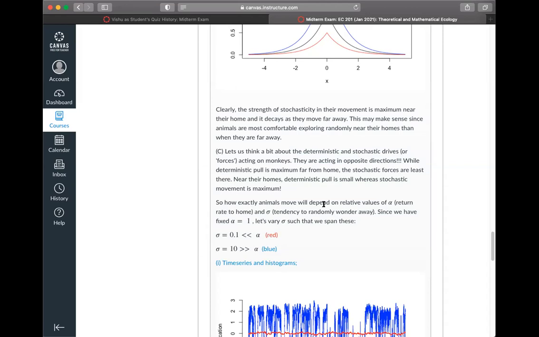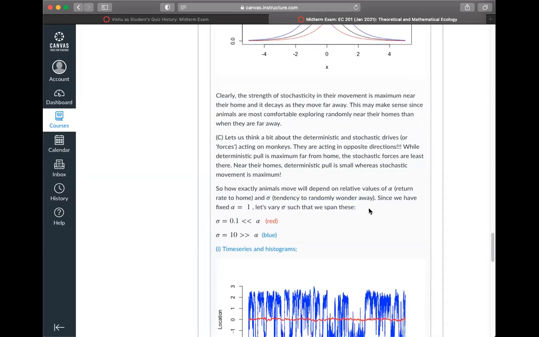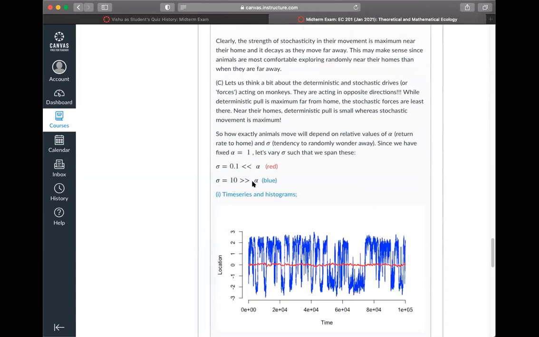So now basically how exactly animals will move depends on the relative strengths of deterministic and stochastic forces. Do you agree with that? If there are two opposing forces, their relative values will tell what will happen, right? So alpha is the return rate to home, sigma is to wander away randomly, so the relative values of these will tell you the results. And whenever there are two parameter values, it's always important to think of three regimes.